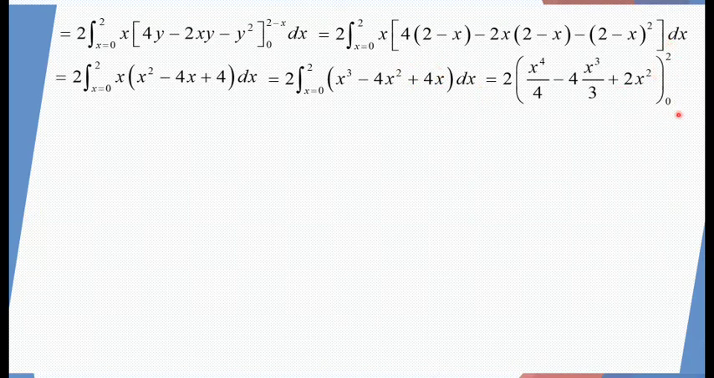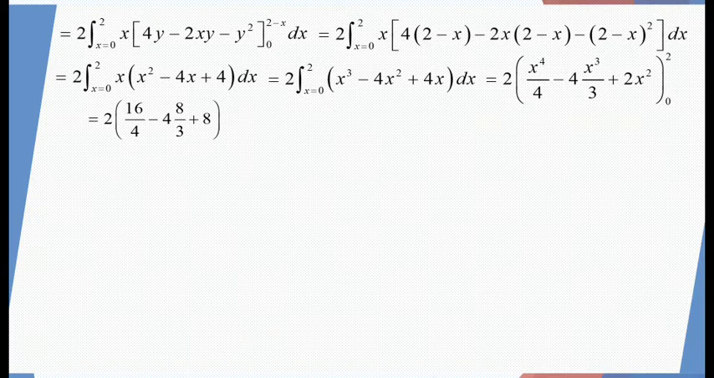Now put the limit x equals to 2 and x equals to 0. When we put 0, then the entire function will be 0. So only x equals to 2 is significant. So putting the value, it will be twice, 2 raised to power 4 is 16, 2 raised to power 3 is 8, and 2 square is 4, and 4 into 8.